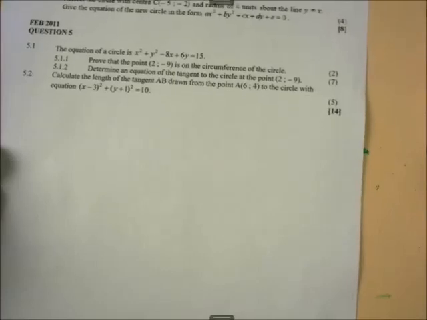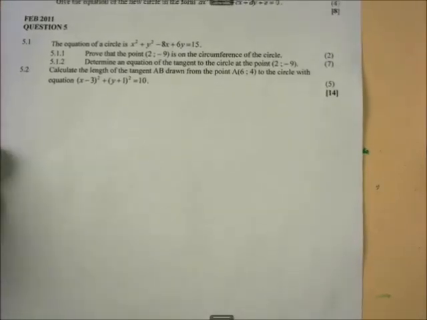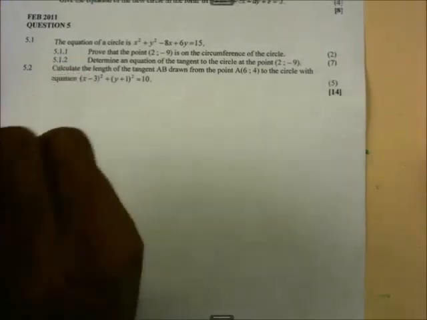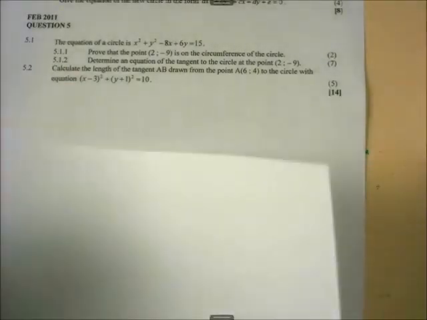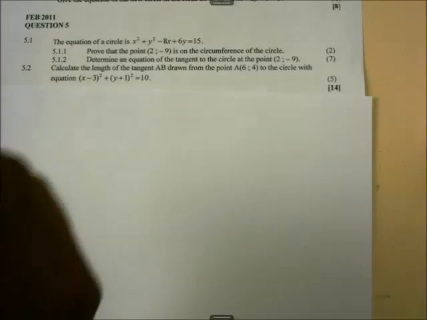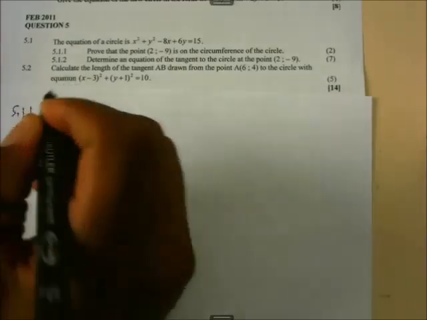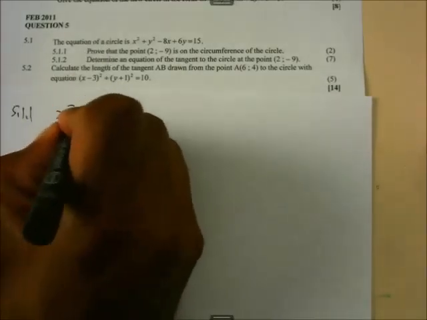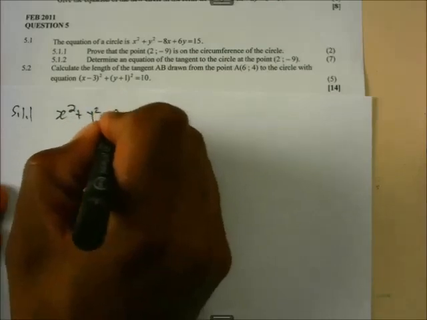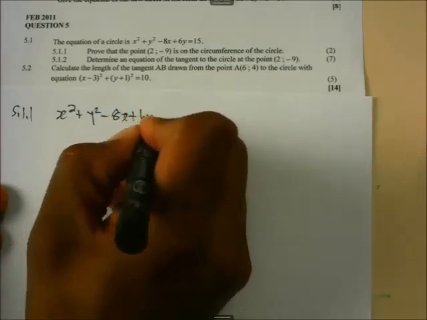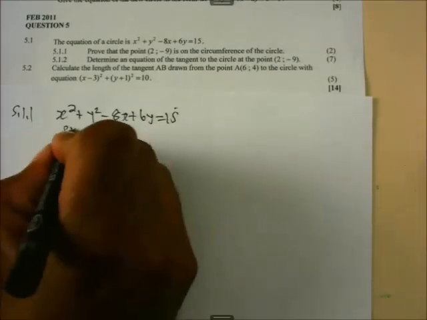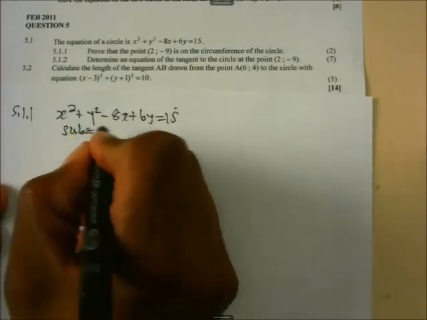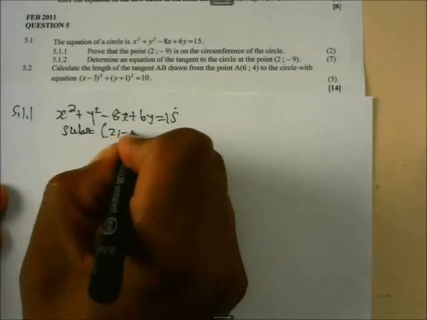Yes, I can see you are fighting to do this question, because it's a straightforward question. Where do we start? Of course, first of all, we take x squared plus y squared minus 8x plus 6y is equal to 15. What are we going to do here? Now we substitute this point here, the point 2 as well as minus 9.